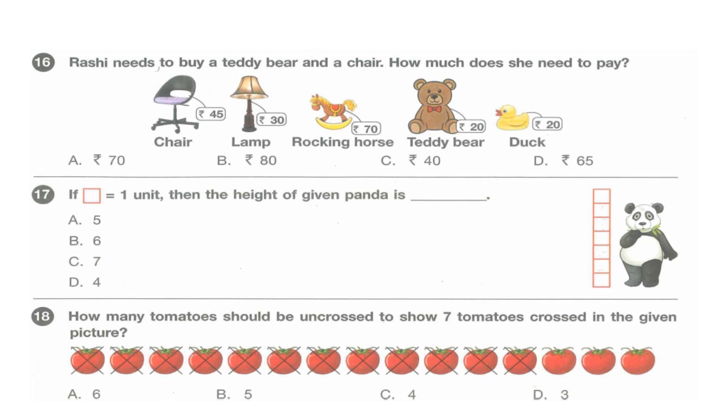Question number 16. Rashi needs to buy a teddy bear and a chair. How much does she need to pay? The cost of the chair is given as rupees 45, the lamp 30, rocking horse rupees 70, teddy bear rupees 20, duck rupees 20. A rupees 70, B rupees 80, C rupees 40, D rupees 65. And Rashi needs to buy only a teddy bear and a chair. So we have to calculate how much she needs to pay.